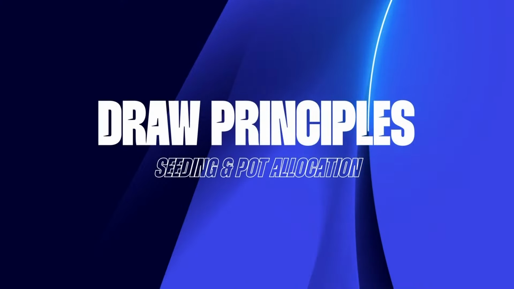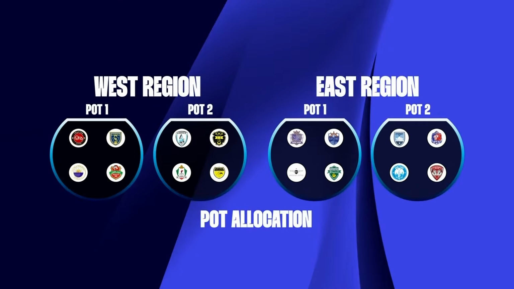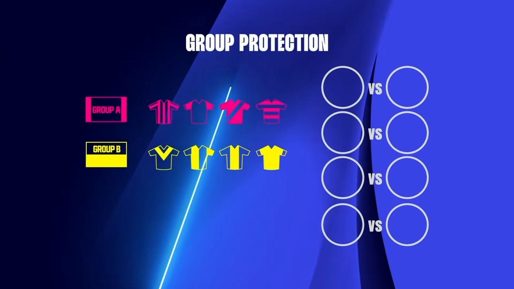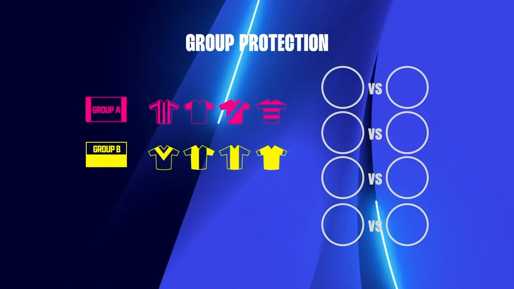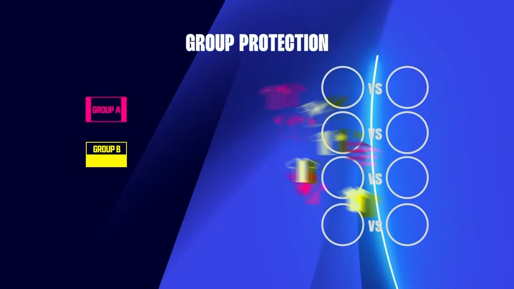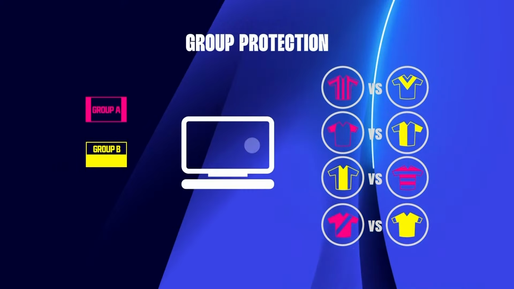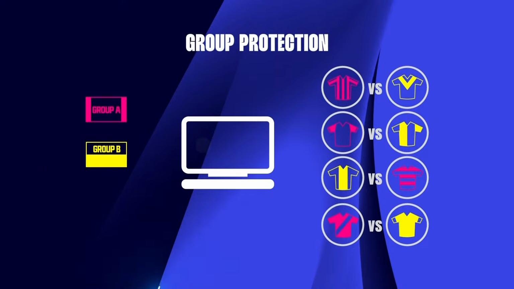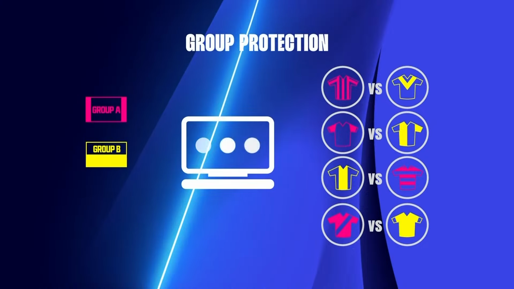Draw principles. Seeding and pot allocation. The 8 participating clubs of each region are seeded into 2 pots based on the results of the group stage. Group protection. Participating clubs from the same group of the ACL2 2024-2025 group stage shall not play against each other in the round of 16. The draw software shall ensure that group protection is applied not only to the participating clubs already drawn, but also to those yet to be drawn to prevent deadlock situations.